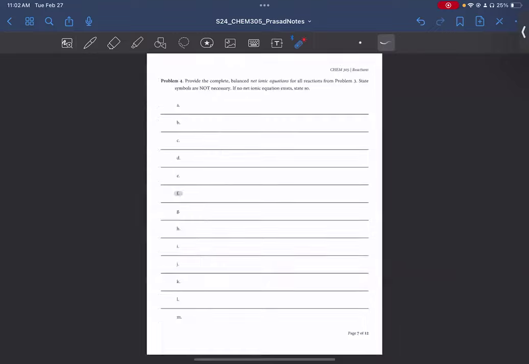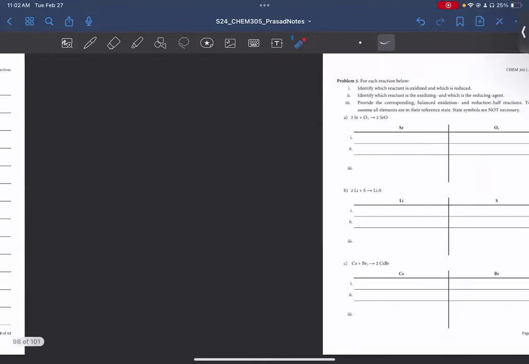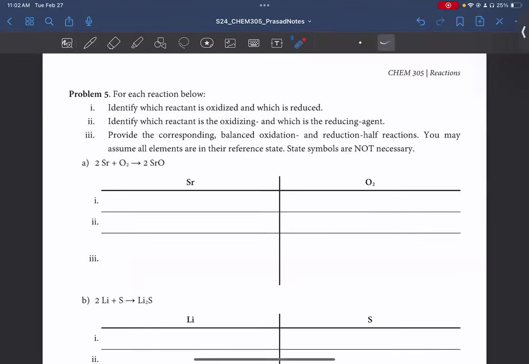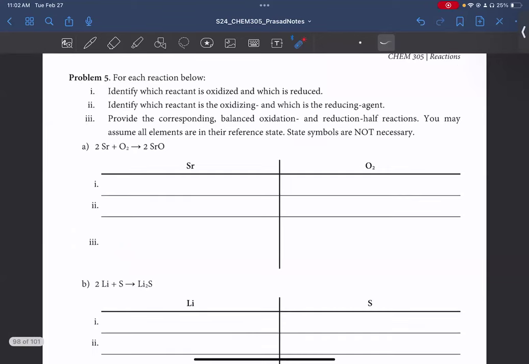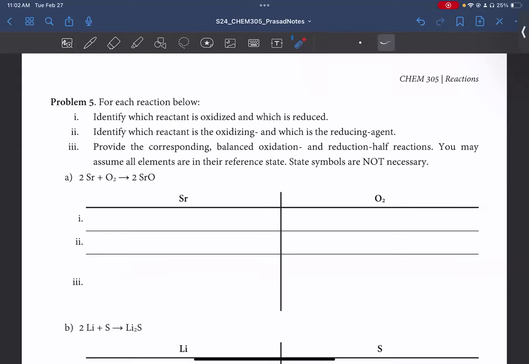When we come on Thursday, we're going to try to do as much of the rest of the worksheet as possible, especially the ionic equations and the strontium and the redox. Feel free to attempt it if you want to practice, but we are going to go through it on Thursday and finish up this worksheet.